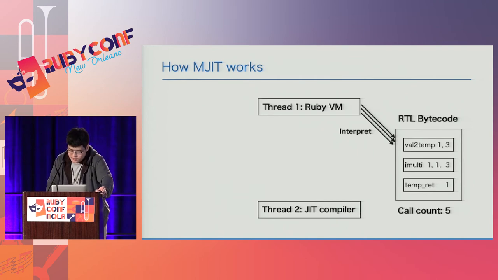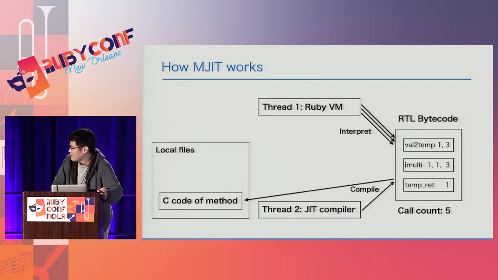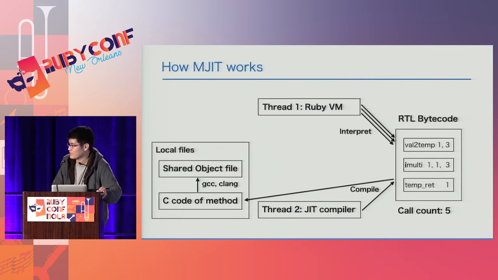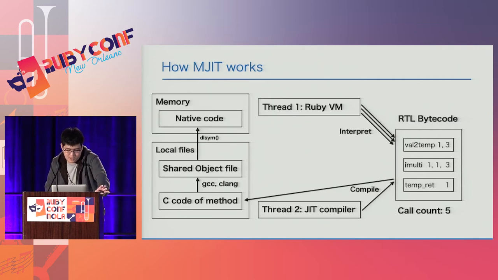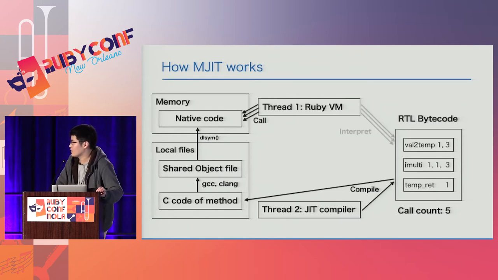And MJIT interprets bytecode, and under the thread, compiles the bytecode to C code. It's a very kind of invention in MJIT. It writes the C code to a disk directory, and the JIT compiler calls exec to execute the C compiler binary, GCC or Clang, and it's compiled to an SO file. And calling the dlsym function allows us to load the native code as a C function pointer, so we can call that C function from the VM instead of evaluating the bytecode.